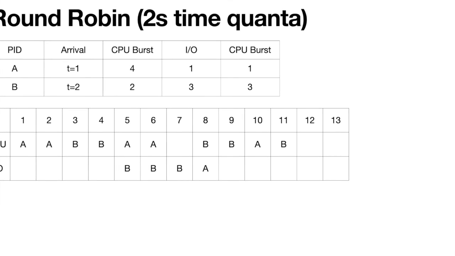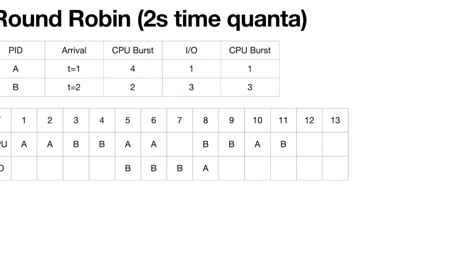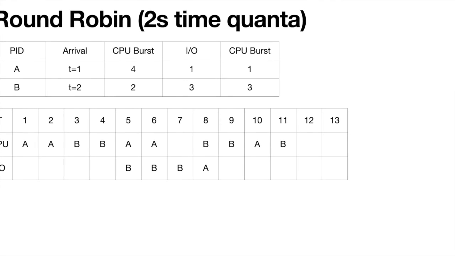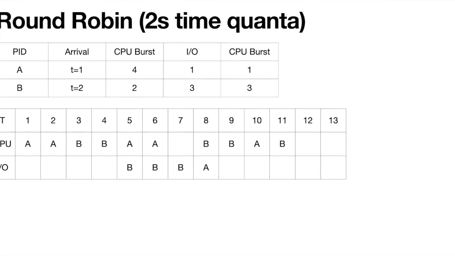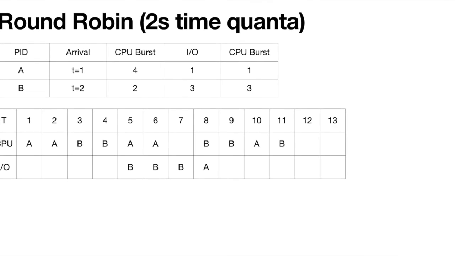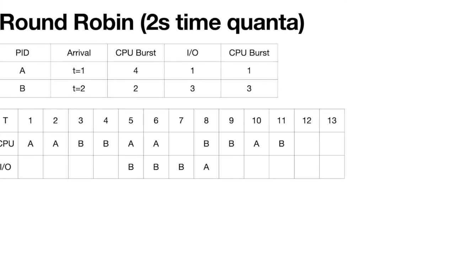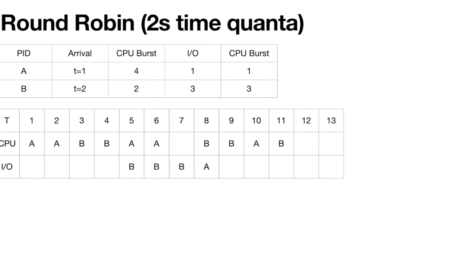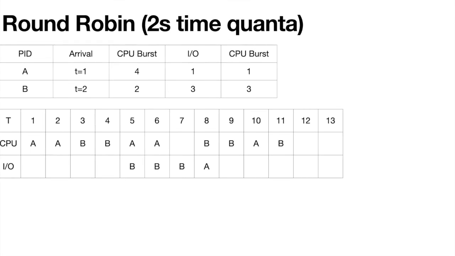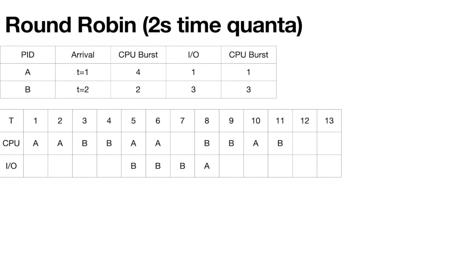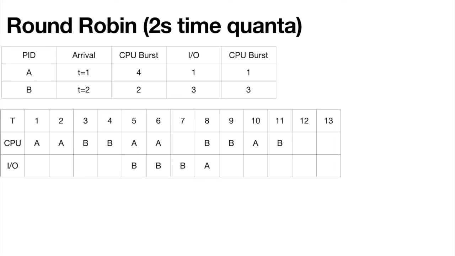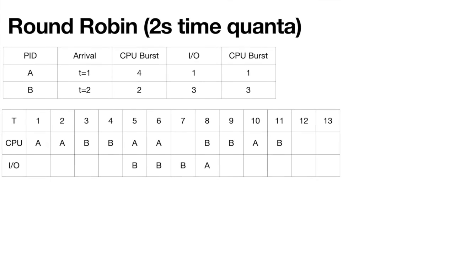When A arrives at t equals 1, it will be scheduled immediately. At t equals 3, A finishes its time quanta and we switch to task B. At t equals 5, B finishes its first CPU burst and goes into I/O. A will be scheduled again. At t equals 6, A finishes its first CPU burst.